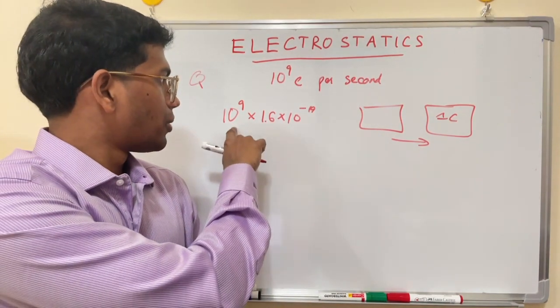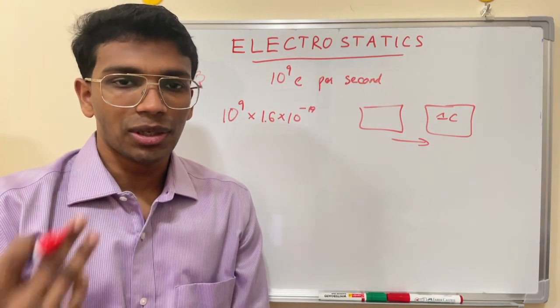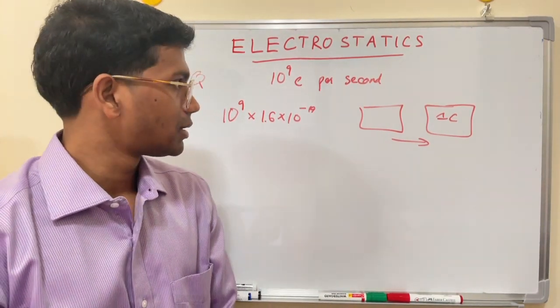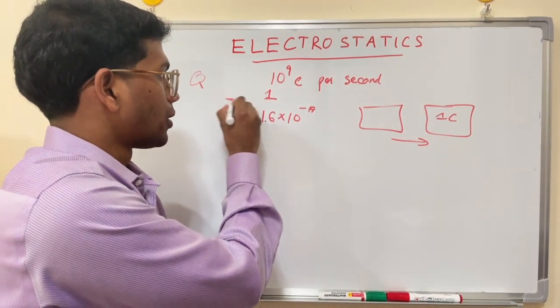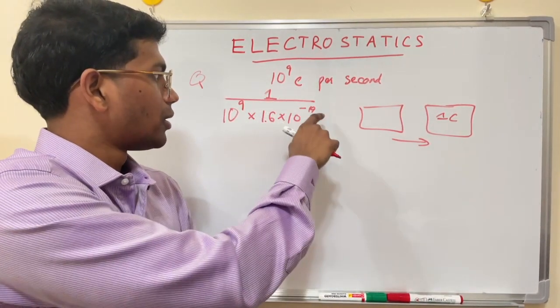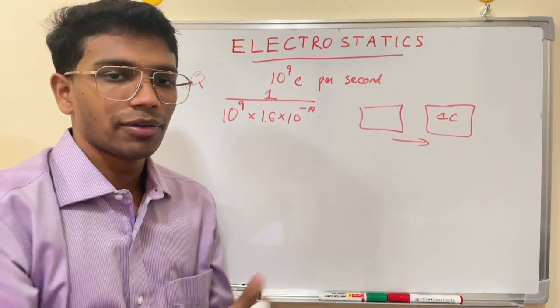So 10 to the 9 times 1.6 into 10 to the negative 19 is going to give us the amount of charge transferred in 1 second. And how many seconds do we need to transfer 1 particular coulomb? So 1 coulomb divided by the amount that we're going to charge in a second is going to give us the number of seconds.